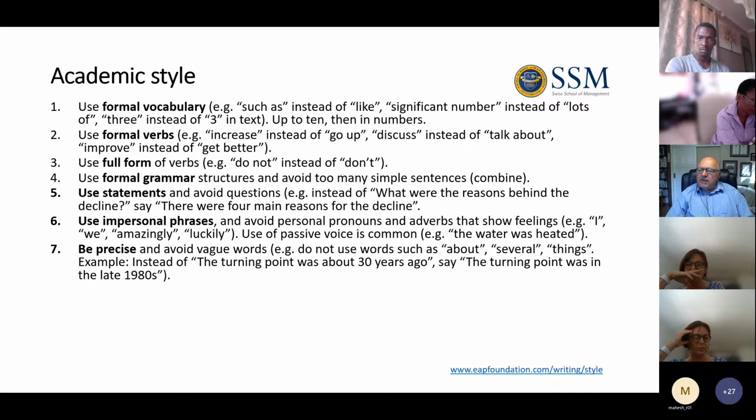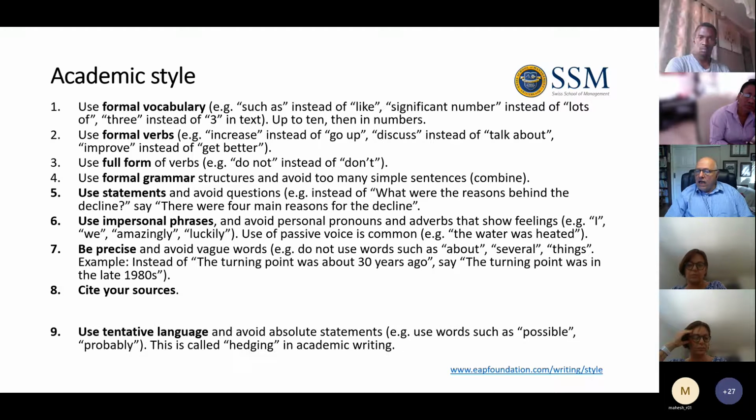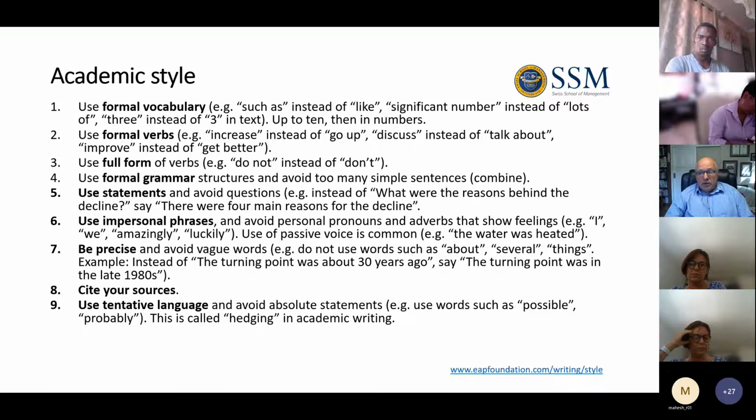You must be incredibly precise and avoid using vague words like about. For example, instead of saying the turning point was about 30 years ago, you've got to be much more specific and precise. You can say, for instance, rather, the turning point was in the late 1980s. You must obviously cite your sources, very important, provide evidence. Also avoid plagiarism, of course, which we'll briefly talk about.